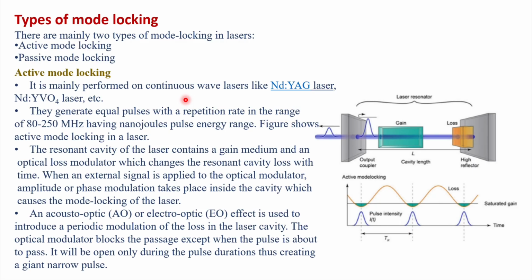The laser cavity has two main parts. One is the gain medium and the other is the optical modulator. This is the gain medium, where light gets amplified, and this optical modulator controls or blocks the light. The gain medium is an amplifying medium, such as a doped crystal or semiconductor, where stimulated emission takes place. It provides optical gain to amplify the light passing through it.